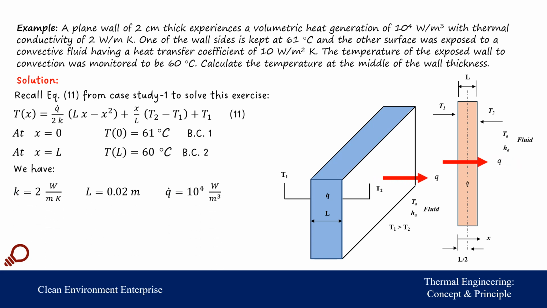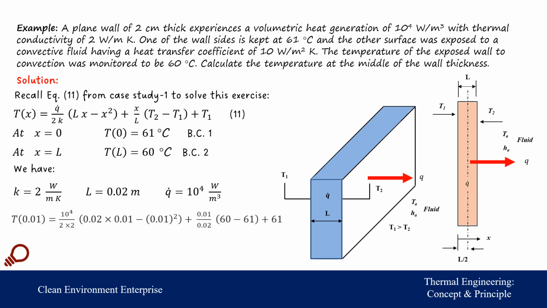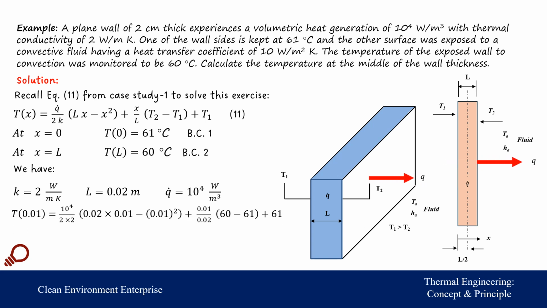Then we have also the thermal conductivity, the thickness of the wall, and the amount of heat generation per unit volume. If we substitute these values in equation number 11, then the final temperature T at 0.01 equal to 60.75, which represents the temperature at the middle of the wall.